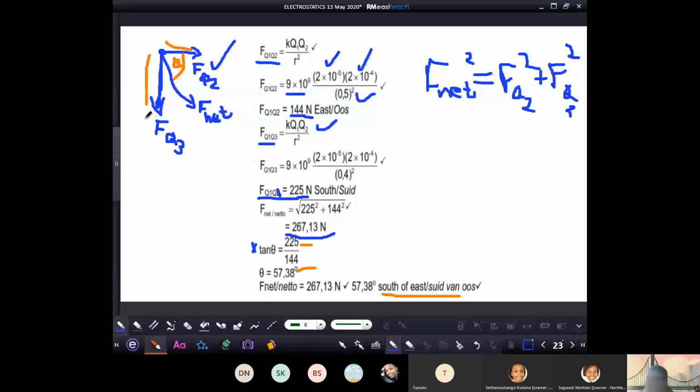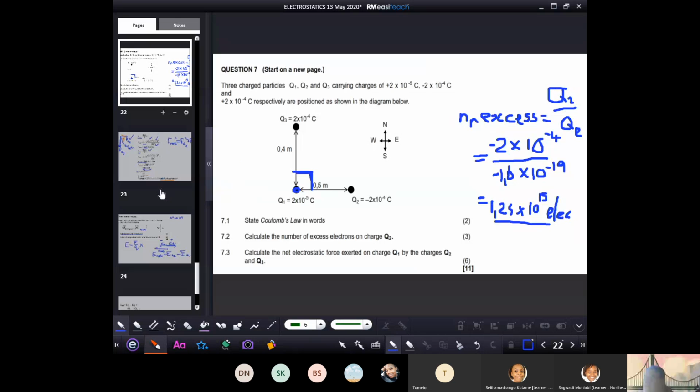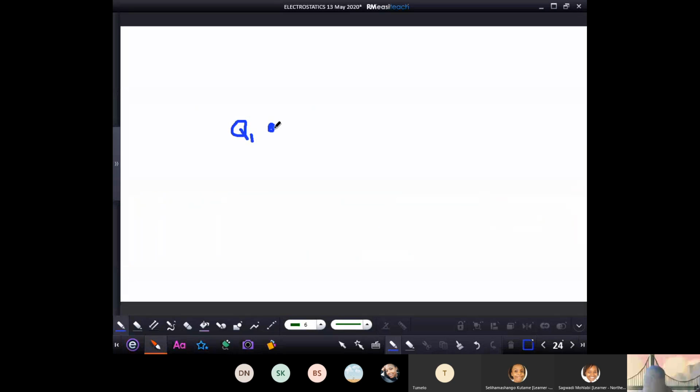There is Q1. Then there's Q2 and Q3. Now Q1 is positive, Q2 is negative, so there's an attraction. The force will be towards Q2. Q1 and Q3 are the same sign, so there will be a repulsion force. If we now go and draw the force body diagram again, there is Q1. Q1 is now attracted towards Q2, so the force applied by Q2 is an attraction force. This is the force caused between Q2 and Q1.